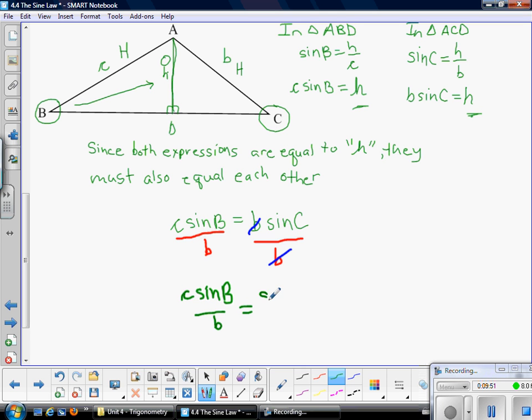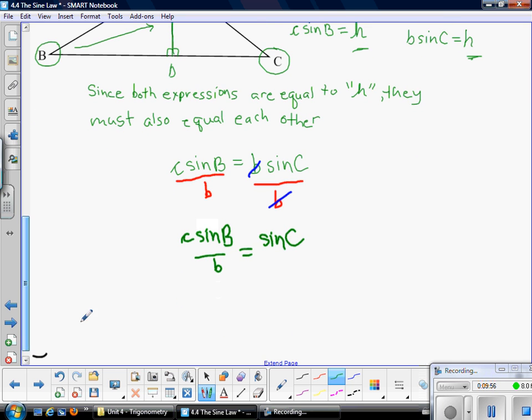equals sine of C. And then I can divide both sides by C, and by doing so, it crosses out the C's on the left-hand side, and now I'm left with sine B over side B equals sine of C over little c. Okay, so that is the beginning of our actual formula.